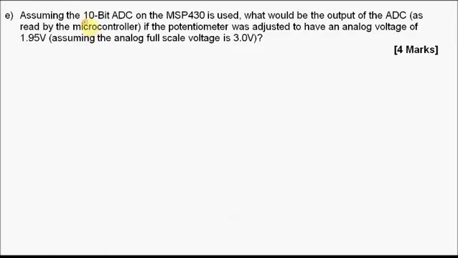We've got a 10-bit ADC. What would be the output of the ADC if the potentiometer was adjusted to have an analog voltage of 1.95 volts, assuming the full scale voltage is 3 volts? This question is really in two parts. First, we need to calculate our step size. Once we've calculated our step size, we can use that to calculate what the digitized voltage would be.